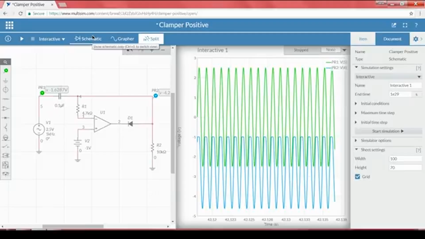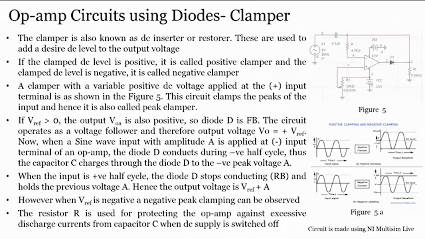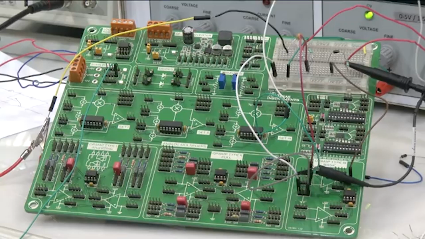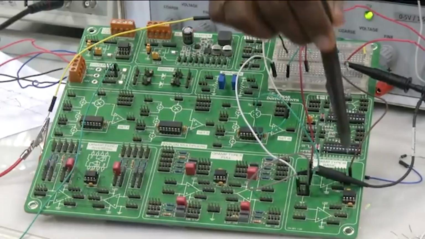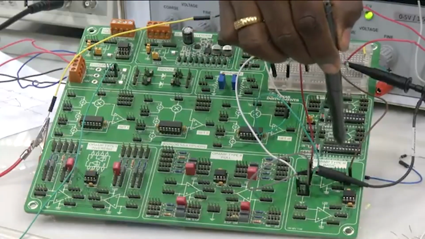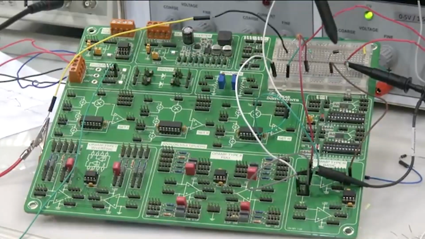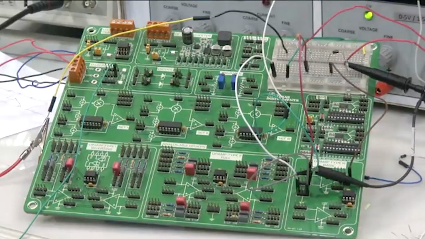In order to understand how exactly this positive clamper circuit works, we will construct the same circuit using the TI board. In this case, the positive clamper we have seen has been connected using this particular part. This is an op amp that we are using. Only in this case we are using a single op amp, one side of the TL082, and this is the diode that we have seen, and the capacitor and the resistors.